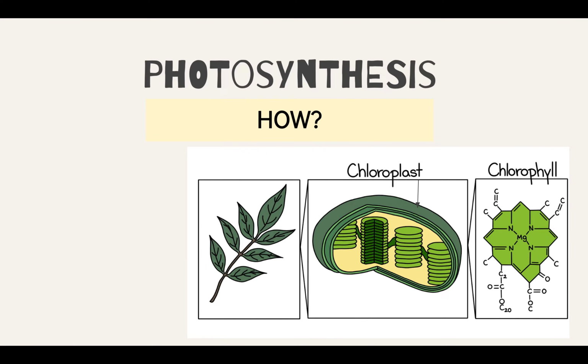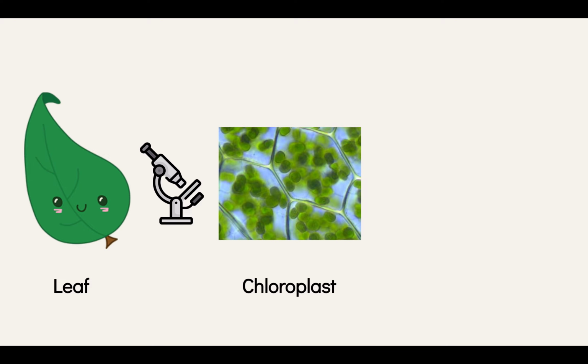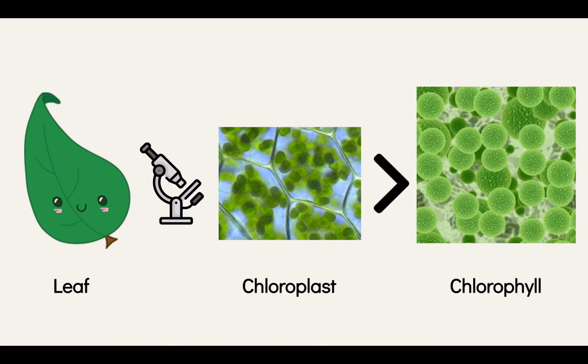But you must be thinking, how? Plants can make their own food because they have a green substance called chlorophyll. Chlorophyll is found in the leaves. The round green substance that you can see here is the chloroplast, and chlorophyll is found in these chloroplasts. Imagine that you have a microscope. If you look at a leaf through the microscope, you will see the chloroplast in the plant cells, and within the chloroplast are the chlorophyll.